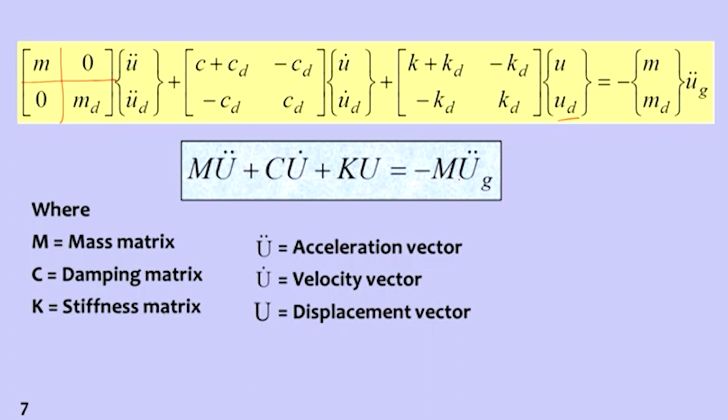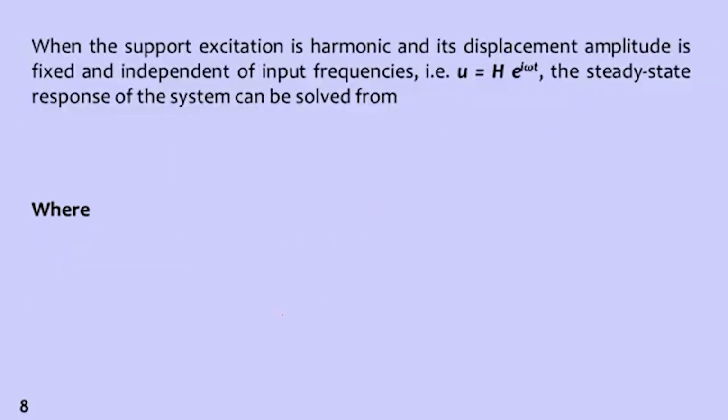So where m is the compound mass matrix, c is the compound damping matrix, k is the compound stiffness matrix, u double dot is the acceleration vector, u dot is the velocity vector and u is the displacement vector. When the support excitation is harmonic, its displacement amplitude is fixed and independent of input frequency, that is u is equal to h e to the power of i omega t.